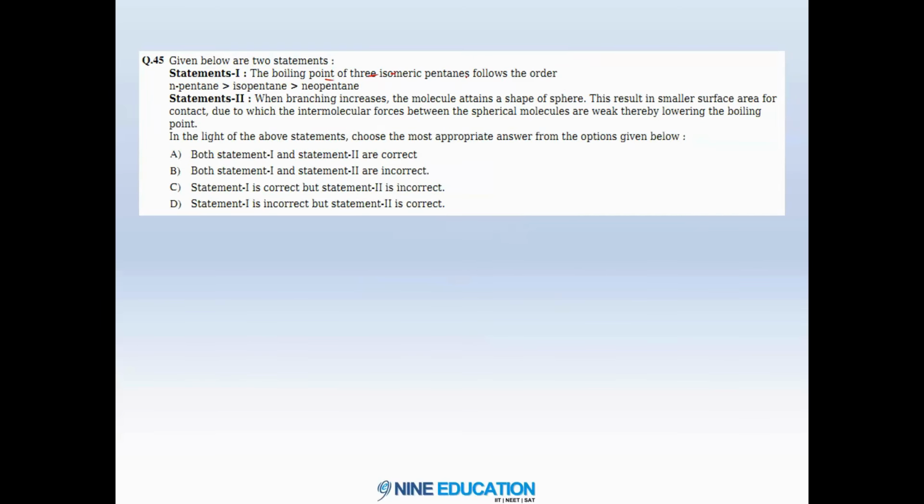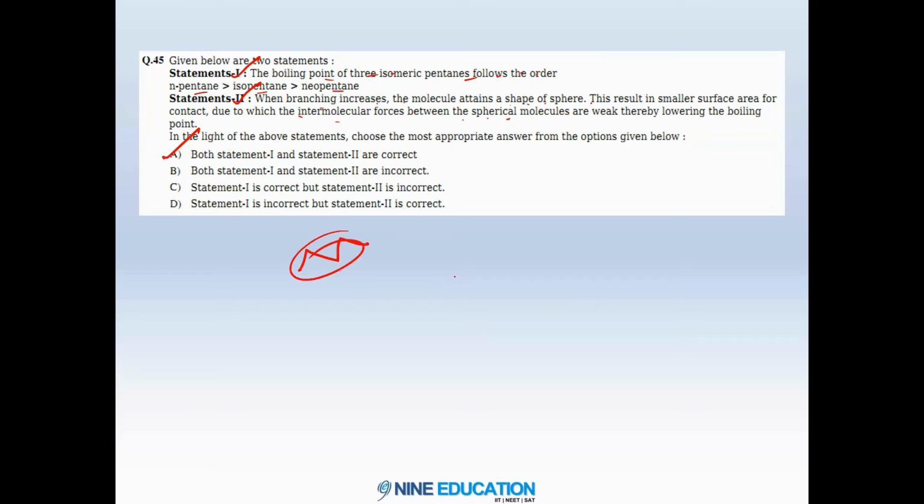The boiling points of three isomeric pentanes are n-pentane, isopentane, neopentane. I think this is correct because boiling point is proportional to the surface area. So as branches increase, the molecule attains the shape of a sphere. This results in smaller surface area contact, due to which intermolecular forces between them are weak, thereby lowering the boiling point. Absolutely correct explanation. So this is the correct reason, and this is the perfect explanation also. So I don't think I need to explain anything else here.